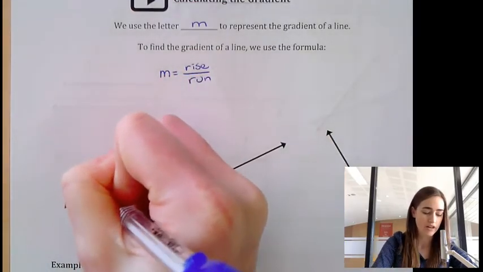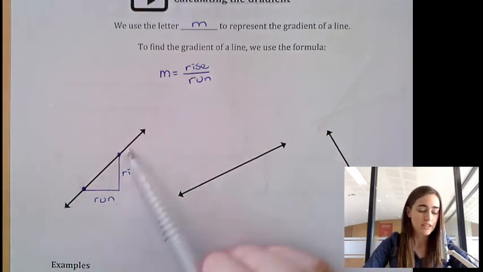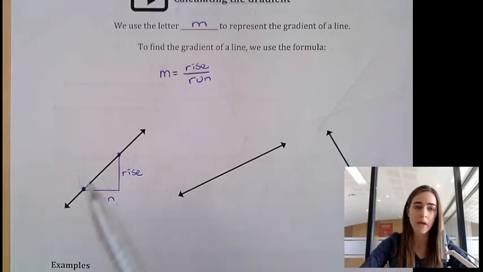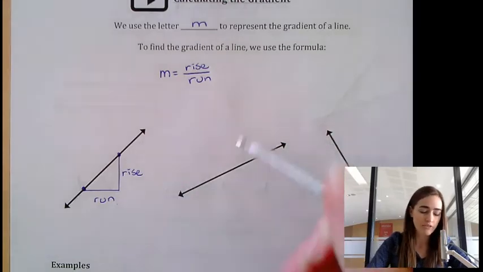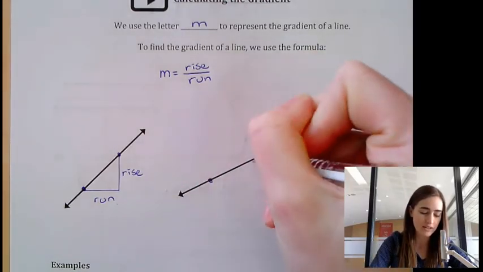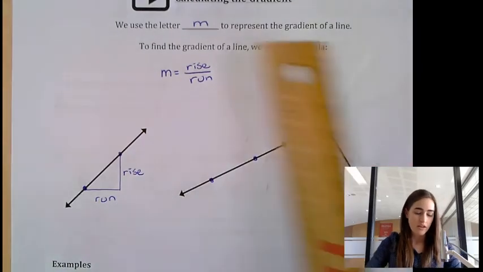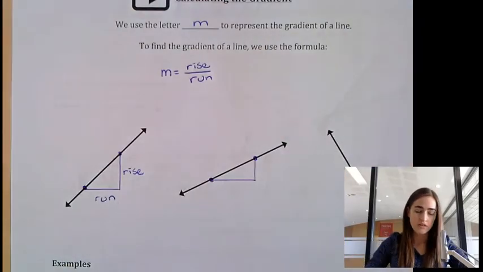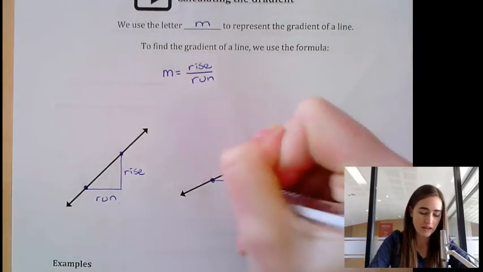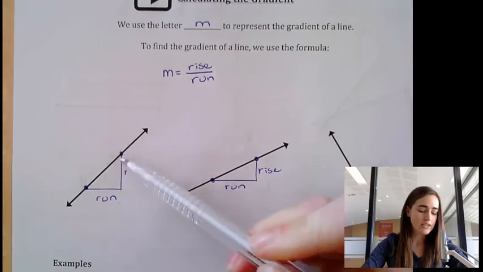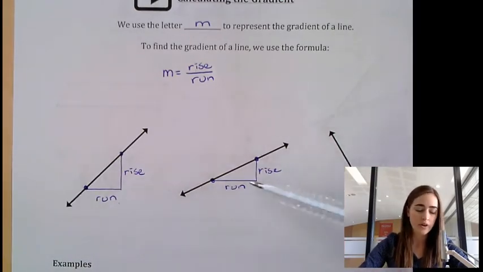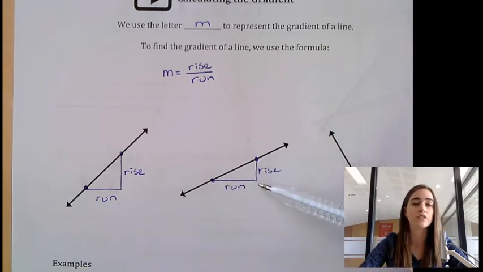would be the run. Now you can see that this line and this second line here are both positive, they both have a positive gradient, but this one here is steeper than this one is. And if we draw in our right-angled triangle for this one, we can start to see why. So in this one we have our rise and our run. And you can see for this one here that our rise and our run are approximately the same length, whereas here the run is much longer than the rise.